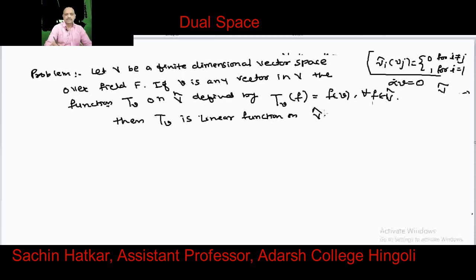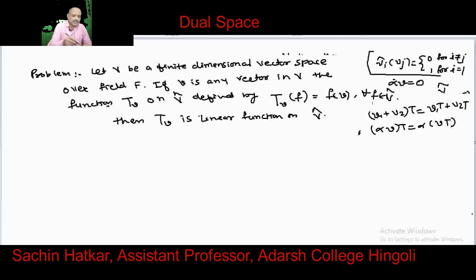First one is for V1, V2: T of V1 plus V2 equal to T of V1 plus T of V2, and the second condition, T of alpha V equal to alpha times T of V. This is the second condition of homomorphism, and when it is defined on a vector space, it is called a linear functional. Therefore, this function is called a linear functional, but the conditions remain the same. We want to show that this function T suffix V is a linear functional on V cap.